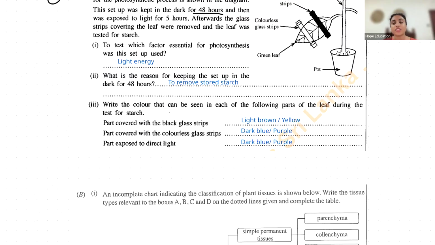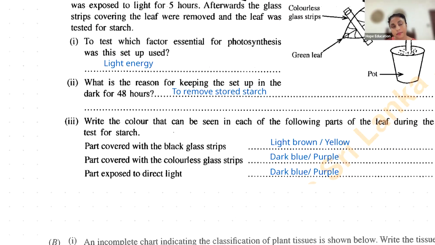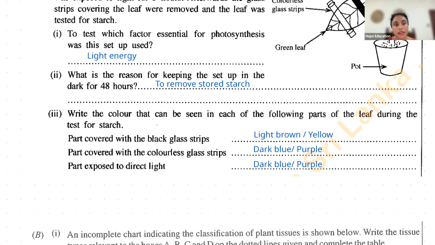If we write no color change for the part covered with black glass strip, is it correct? It's actually not correct. Here they are not asking about color change. Write the color that can be seen, the color you see when we do the starch test. So actually there is no color change. So your answer is technically correct.